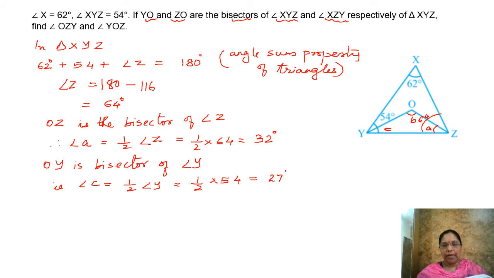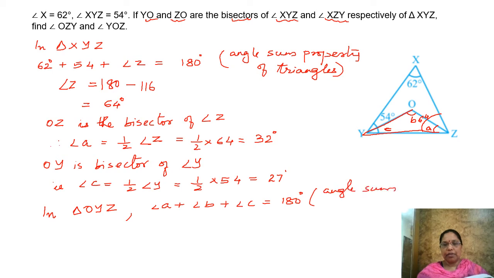Now you see the small triangle in between. Which is the small triangle? In triangle OYZ, I am taking this small one. Now in this triangle, what do you get? Angle A plus angle B plus angle C is equal to 180 degree. That is again angle sum property of triangles.